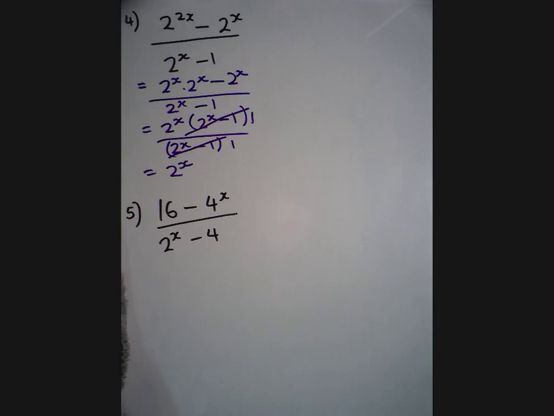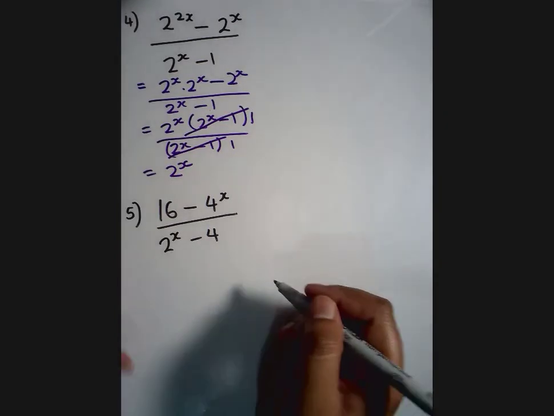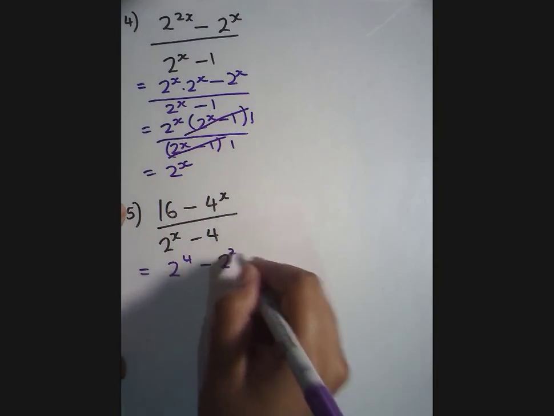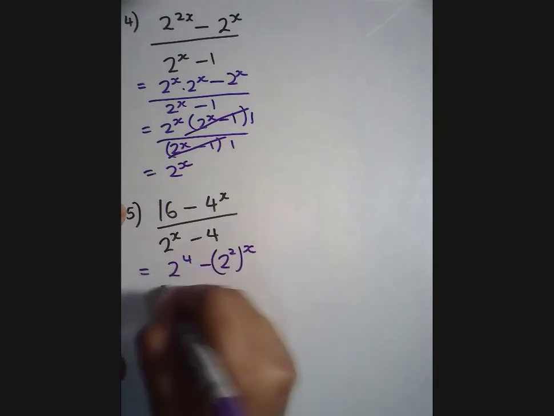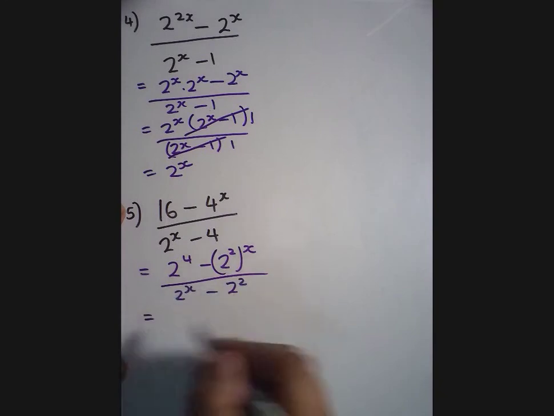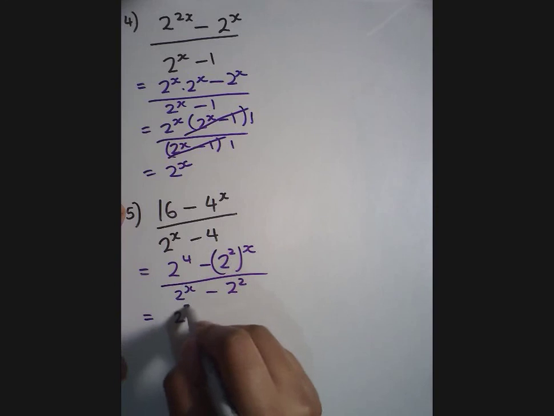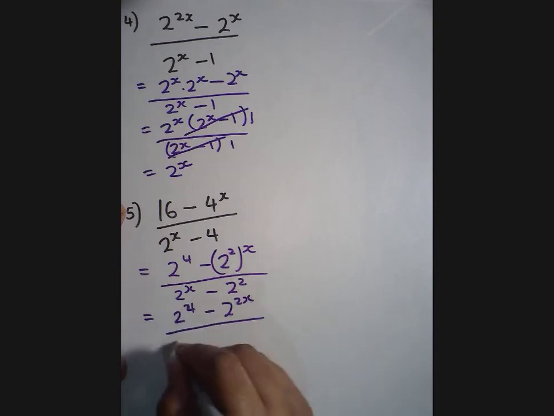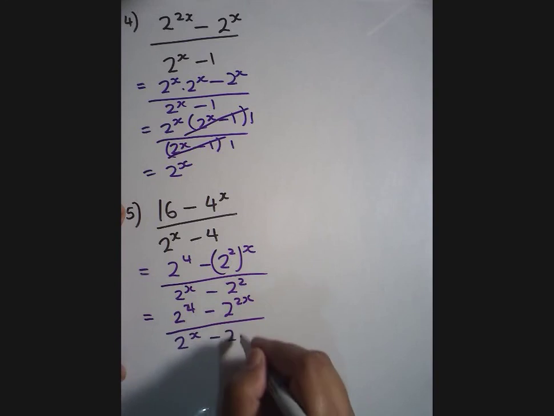So the next one is the same type of thing, prime factorized. So prime factorized is 2 to the power of 4 minus 2 to the power of 2, all to the power of x, over 2 to the power of x minus 2 to the power of 2. Then multiply the exponents on the inside and the outside. 2 to the power of 4 minus 2 to the power of 2x, all over 2 to the power of x minus 2 to the power of 2.